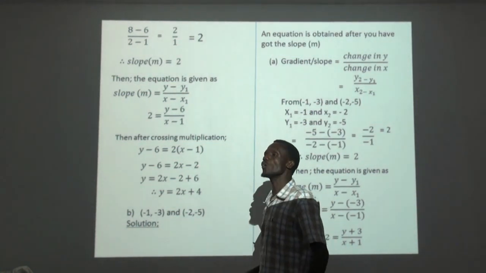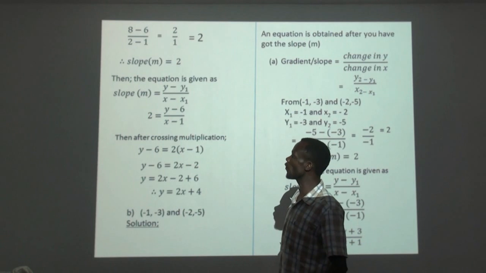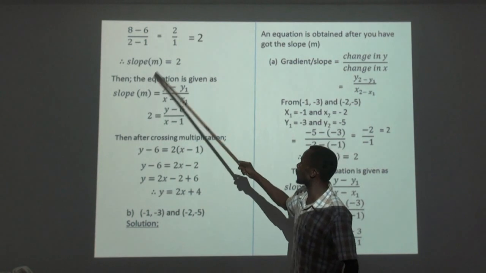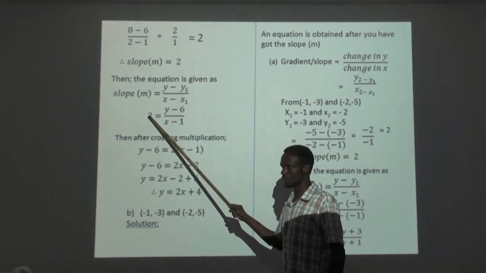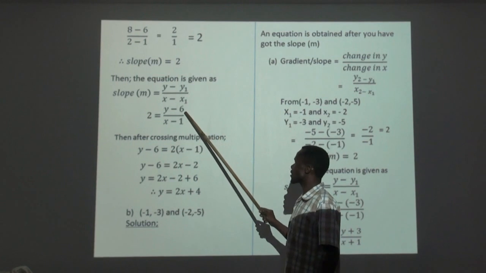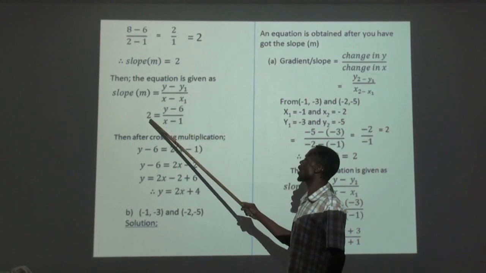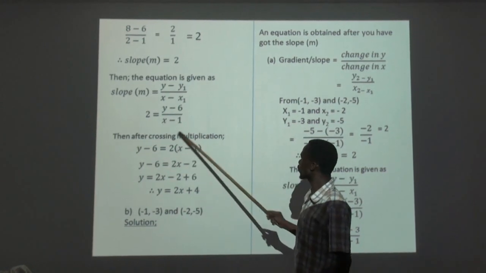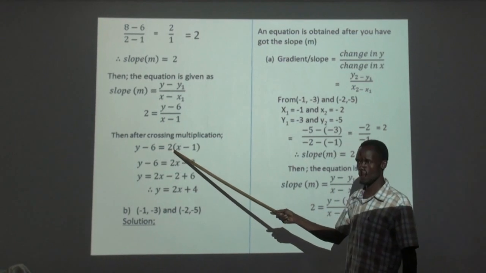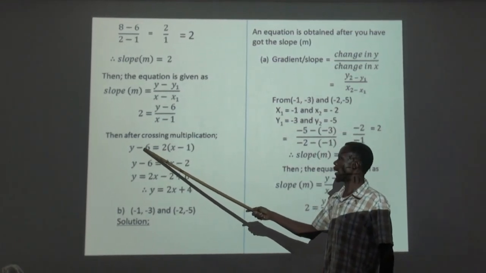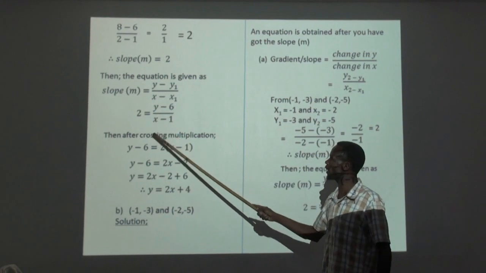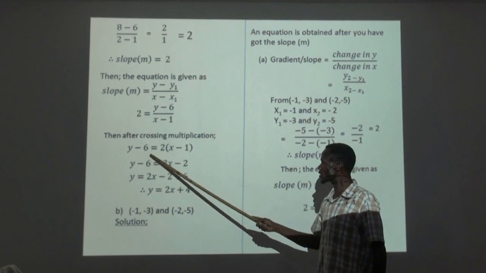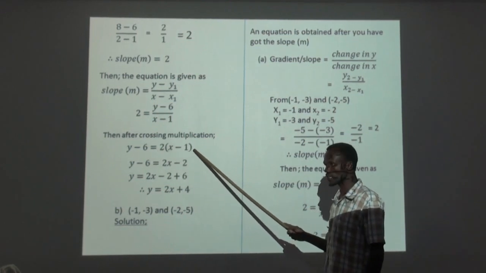And that's why we are not supposed to write any value there, because there is no value of x and no value of y. The slope we have got is 2, so we write it here. Now, y1 was 6 and x1 was 1, so we have 2 is equal to y minus 6 over x minus 1. After cross multiplication, we get y minus 6 is equal to 2 in bracket x minus 1.